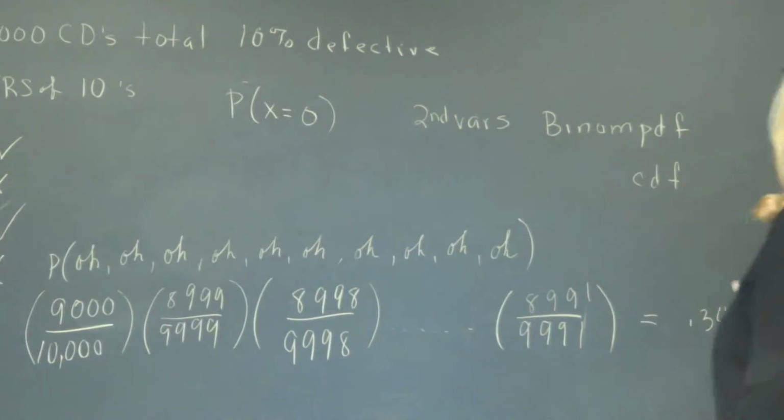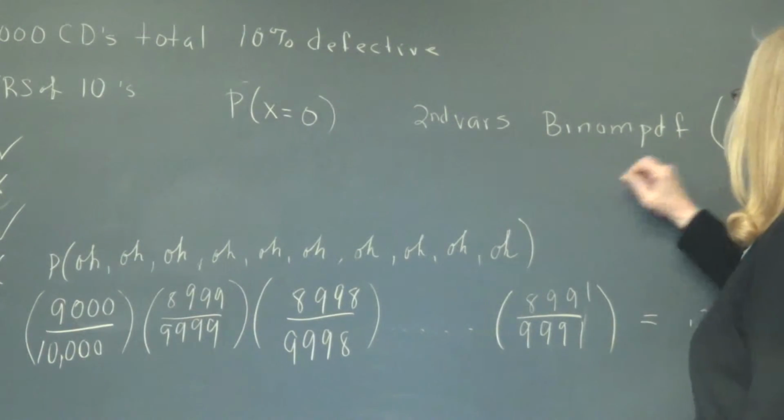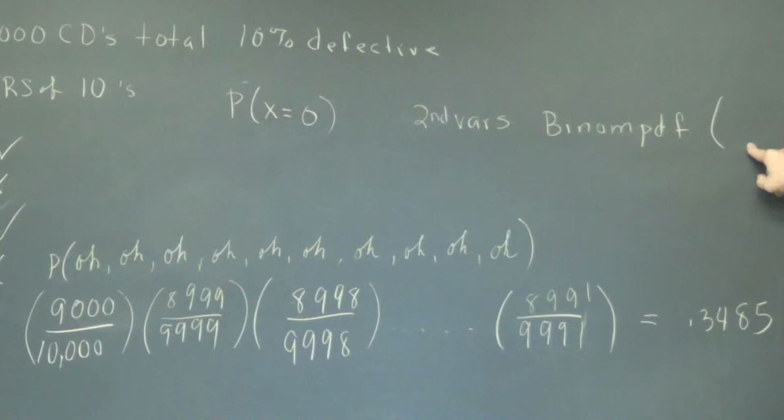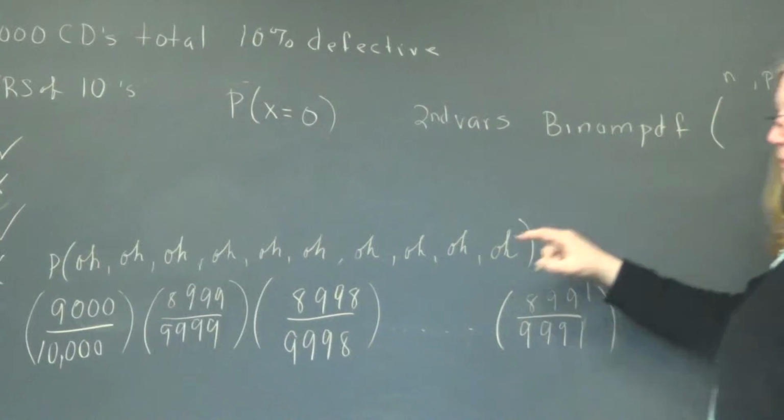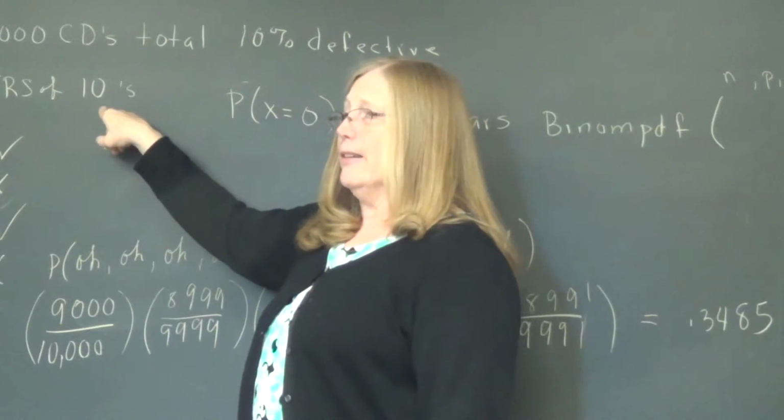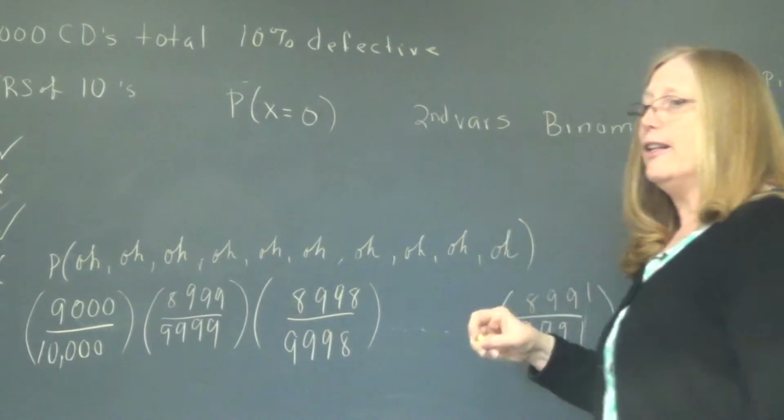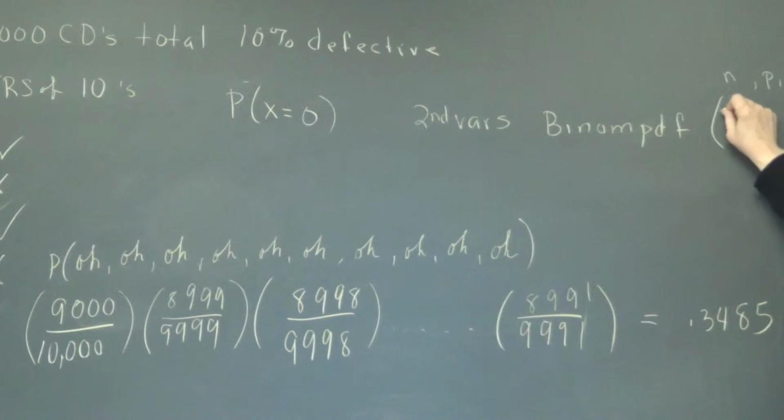All right, so what are the little parameters that follow when we put this in? Numbers, probability of success, and X. So what will go in for the trials? The trials will be 10. We're going to draw out 10 CDs, so that's 10.